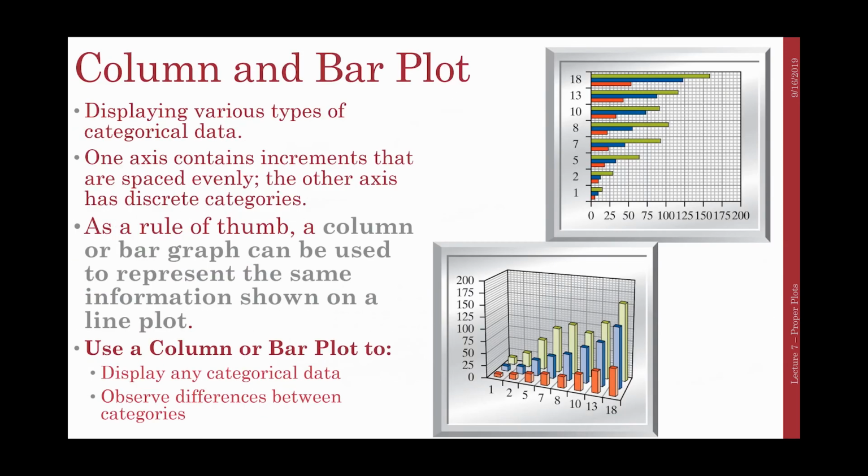We also have a column and bar plot. They are used for displaying visual types of categorical data. One axis contains increments that are evenly spaced. The other axis has discrete categories. As a rule of thumb, a column or bar graph can be used to represent the same information shown on a line plot. So if you can plot it on a line graph, you can plot it on a column or bar plot. You use a column or bar plot to display any categorical data and observe the differences between categories. For example, grades in 1102 based on each semester from year to year.